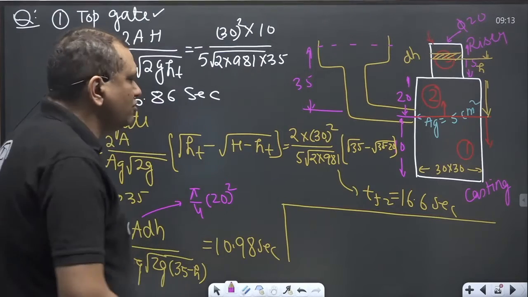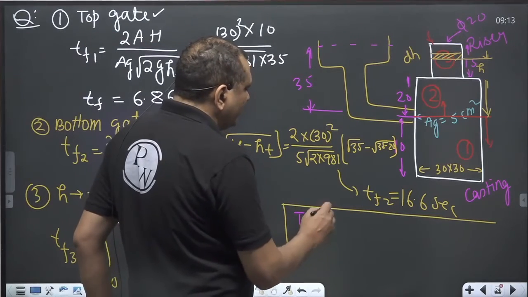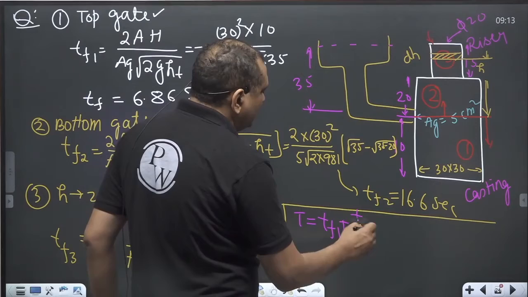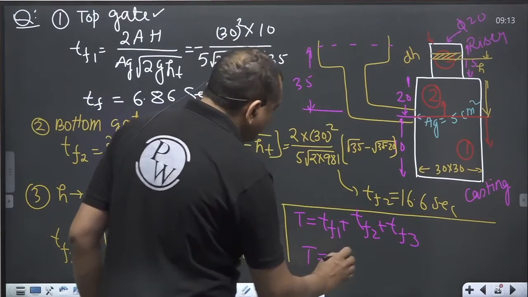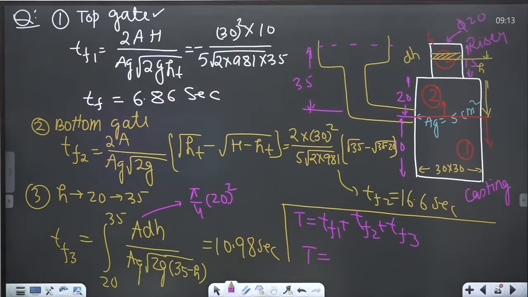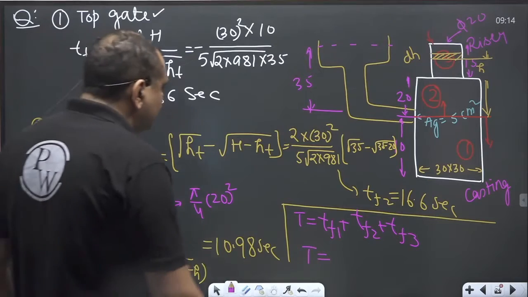So how much is the total time to fill the casting? TF1 plus TF2 plus TF3. So that is the total time to fill the casting. It is 34.4 second.